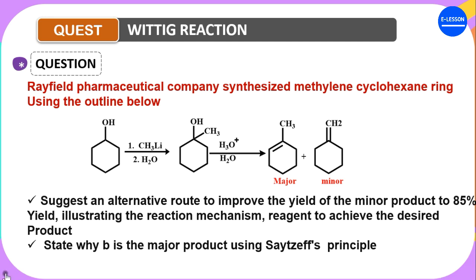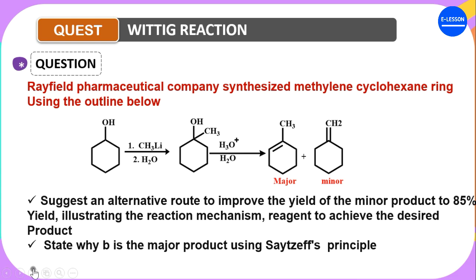Now the question says that we should suggest an alternative route to improve the yield of the minor product to 85% yield, illustrating the reaction mechanism and the reagents to achieve the desired product. Then part B of the question says, state why B is the major product using the Zaitsev principle.